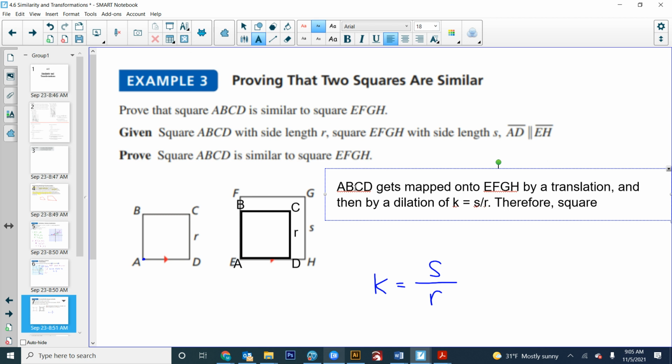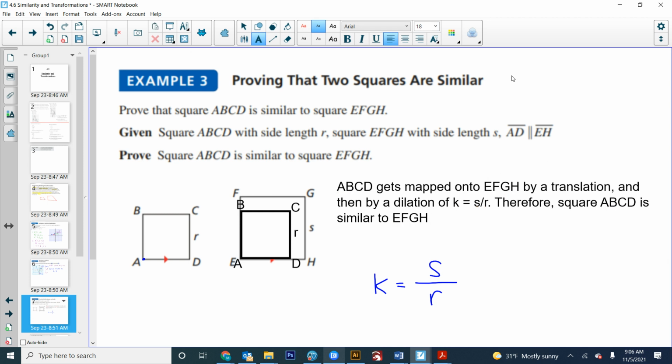square ABCD is similar to EFGH. So, if you can show a figure gets mapped onto another one with a translation and a dilation, or a reflection and a dilation, doesn't that show that they're similar figures? Because then we found the scale factor that made them similar. Does that make any sense to you guys, just theoretically? Yes, no, maybe? Okay. We were fine with another graph. We just generalized it now. Got that written down? Chase, you got it?